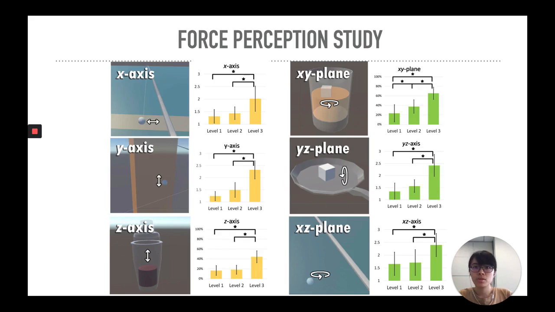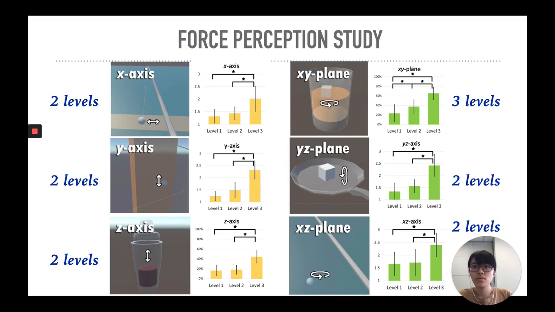The results show that significant differences are revealed among all pairs in the XY plane, while for the other tasks, the significant effects are only shown between level 1 and level 2. Therefore, users could clearly distinguish 3 levels in the XY plane, and in other conditions, they could just distinguish 2 levels.